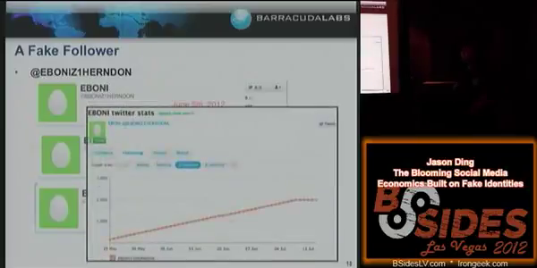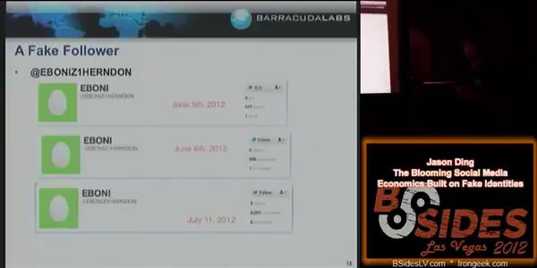So on June 5th, you can see this fake account following around 577, so following about 500 people. On the next day, it's following 668. So it's about 100 more followings. That gives us a hint that probably on that day, around 100 people bought this account to follow them.